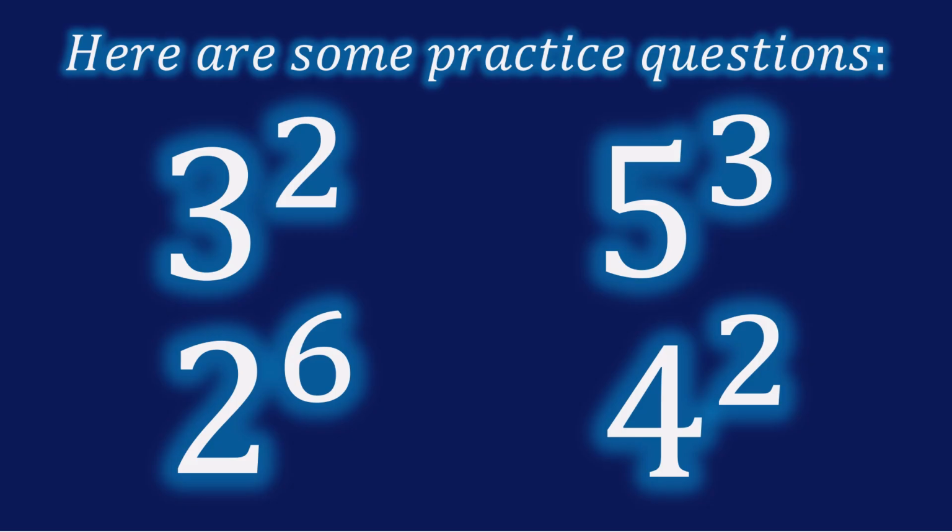The second one, since the raise is greater than 3, we say it the ordinary way: 2 to the power of 6, or 2 raised to the 6th. The third one is quite interesting. It's raised to the third power. For the third power, we say 5 cubed. Cubed immediately means raised to the third power. And the fourth one is 4 squared.